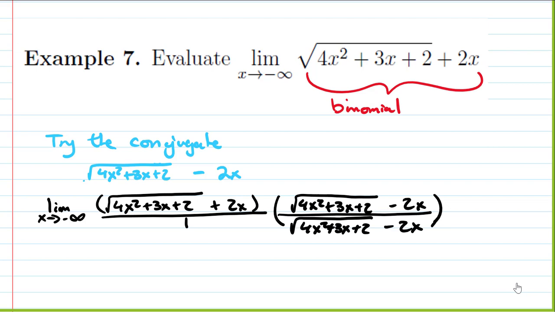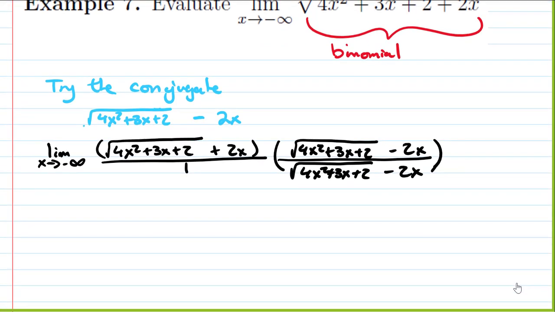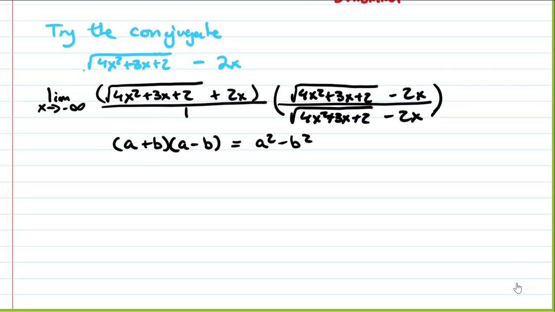So when we multiply by the conjugate, a property we may or may not remember is the following. If I have a plus b, what's its conjugate? A minus b, right? Well, that's exactly our difference of squares formula. That's a squared minus b squared. So instead of foiling anything out, you just square each of them when we do this. So our expression is going to simplify to a squared minus b squared.